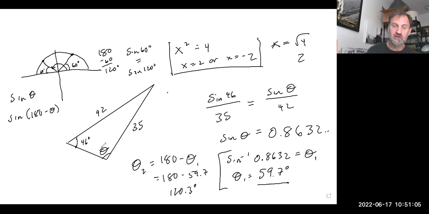So there's actually two answers here, and they both work because if you take 120.3 and you add it to 46, it's still less than 180, which leaves you enough for a third angle. And in fact, this drawing makes the 120.3 look like the more reasonable answer, but there's actually two answers. Let me try to draw the picture.